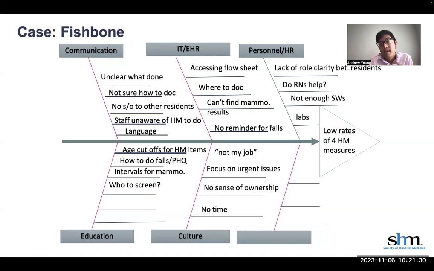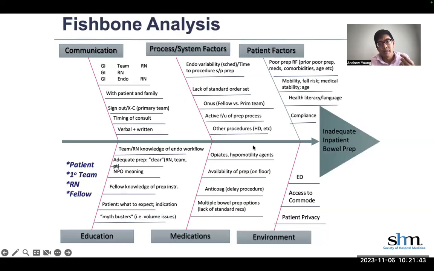And then culture. Maybe there's other more urgent issues. People are busy. There's no sense of ownership. There's no time. And again, these are examples. For yours, it may look different.